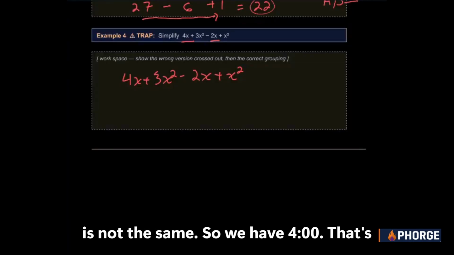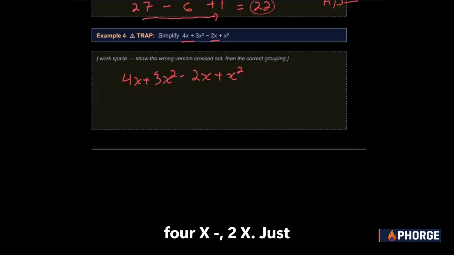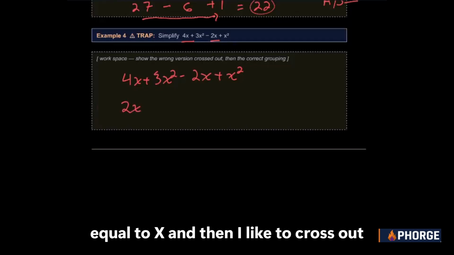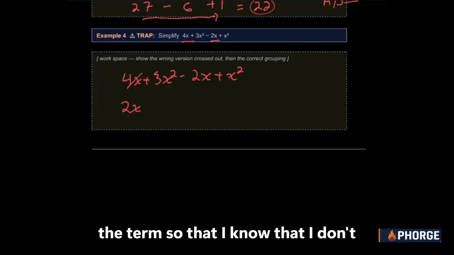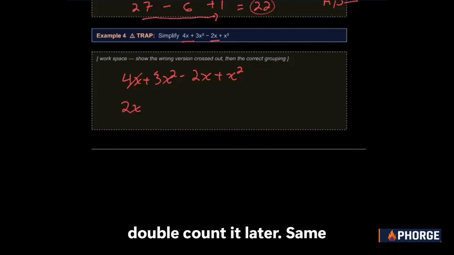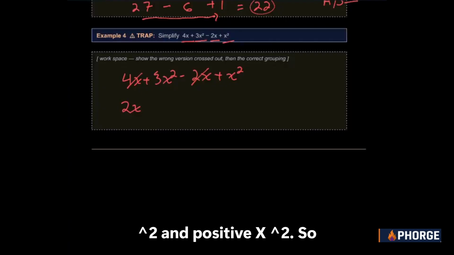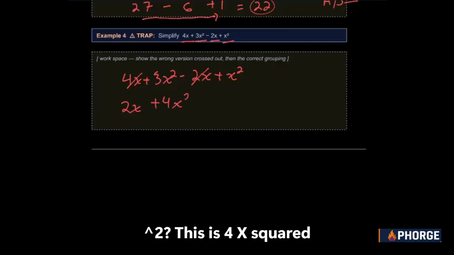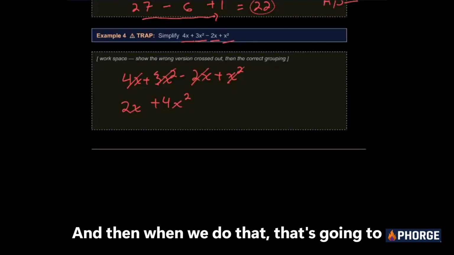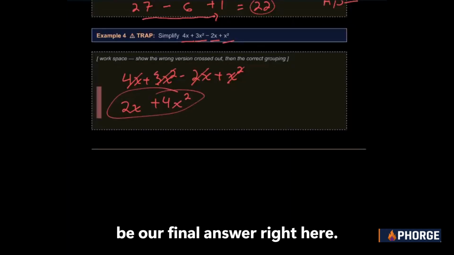X squared is not the same. So we have 4x minus 2x. It's just equal to 2x. And then I like to cross out the term so that I know that I don't double count it later. Same with that negative 2 there. So now let's move on to the x squared. So we have 3x squared and positive x squared. So what's 3x squared plus x squared? This is 4x squared. And then when we do that, that's going to be our final answer right here.